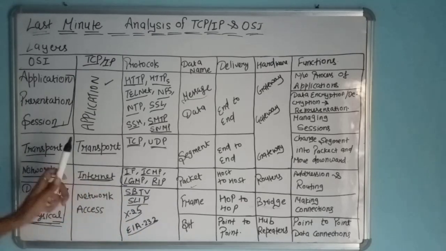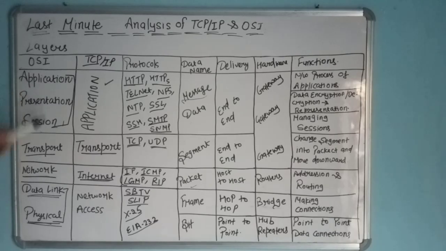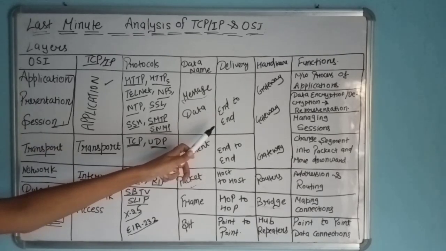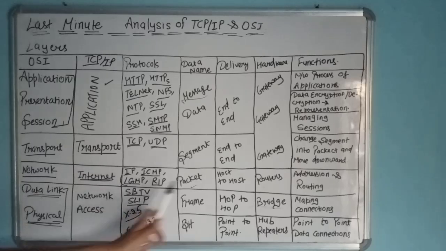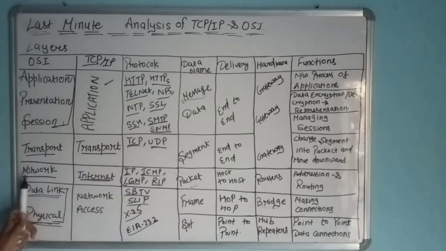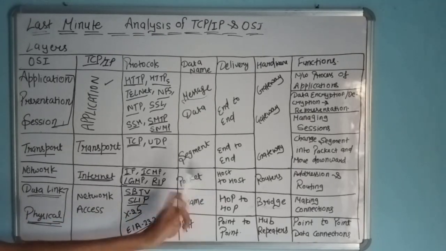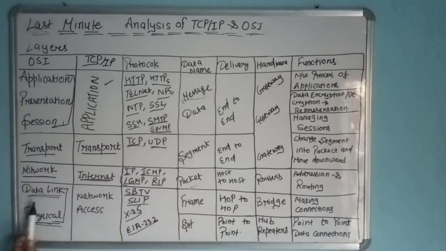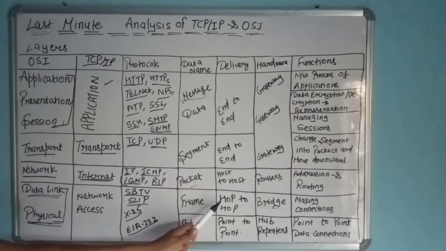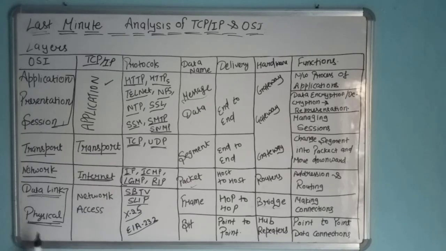Next we will discuss the delivery of these layers. The upper three layers deliver data end to end, and the transport layer also provides end to end delivery of data. The network layer can send data host to host. The data link layer sends data hop to hop, and the physical layer makes the connection point to point.